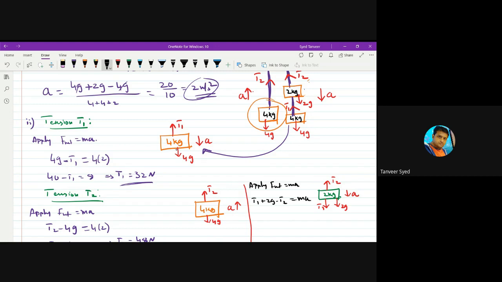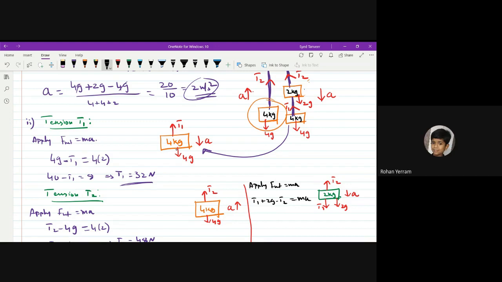We have already got the value of T1, 32. Sir, I have a doubt. T1 can act in the top direction and bottom direction. Here we are taking it in the bottom, no, sir? Because away from the block. Tension always acts away from the body.